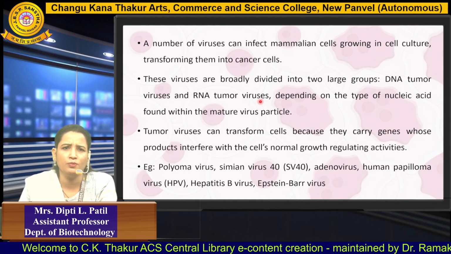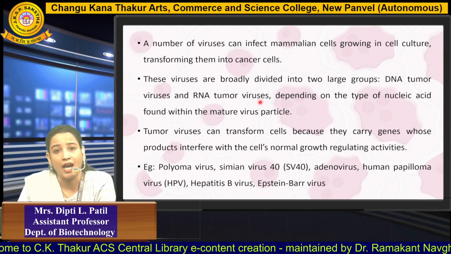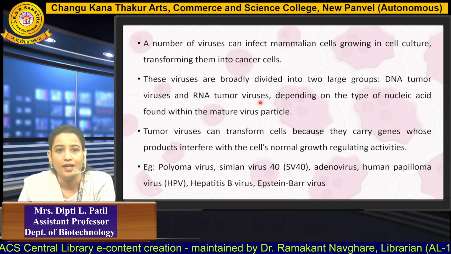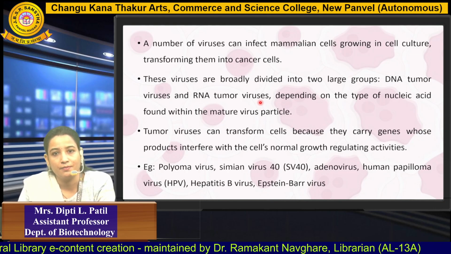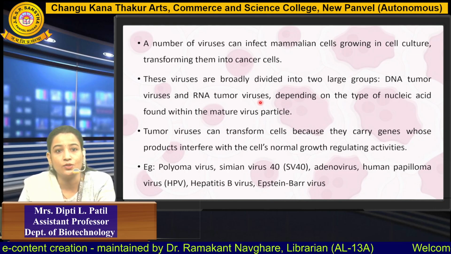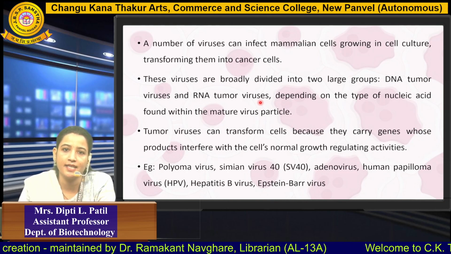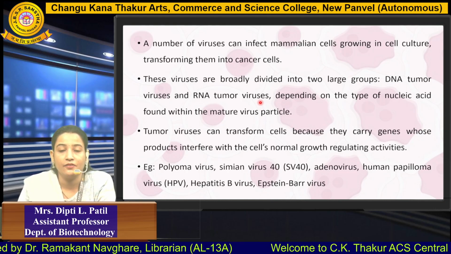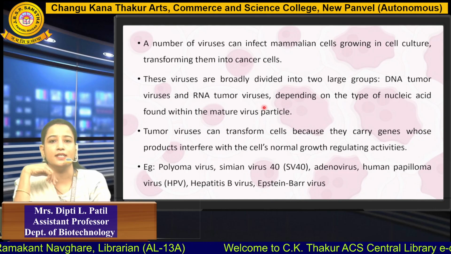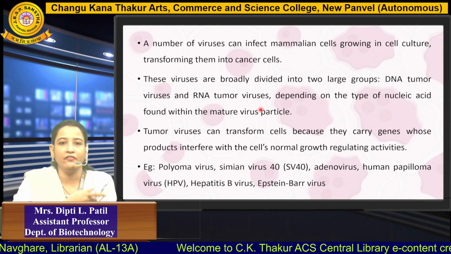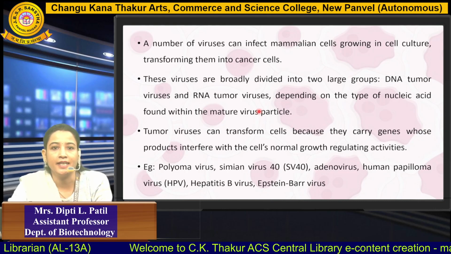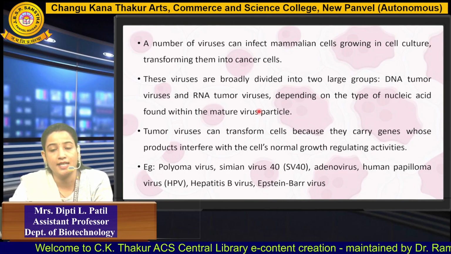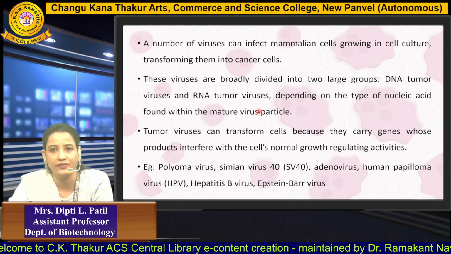So basically tumor viruses have the ability to transform the normal cell into the cancer cell, and this transformation is because they carry genes whose products interfere with the host cell's normal growth regulatory activities. Means when these tumor viruses infect the host cell, they directly interfere with the cell's normal growth regulatory activities.